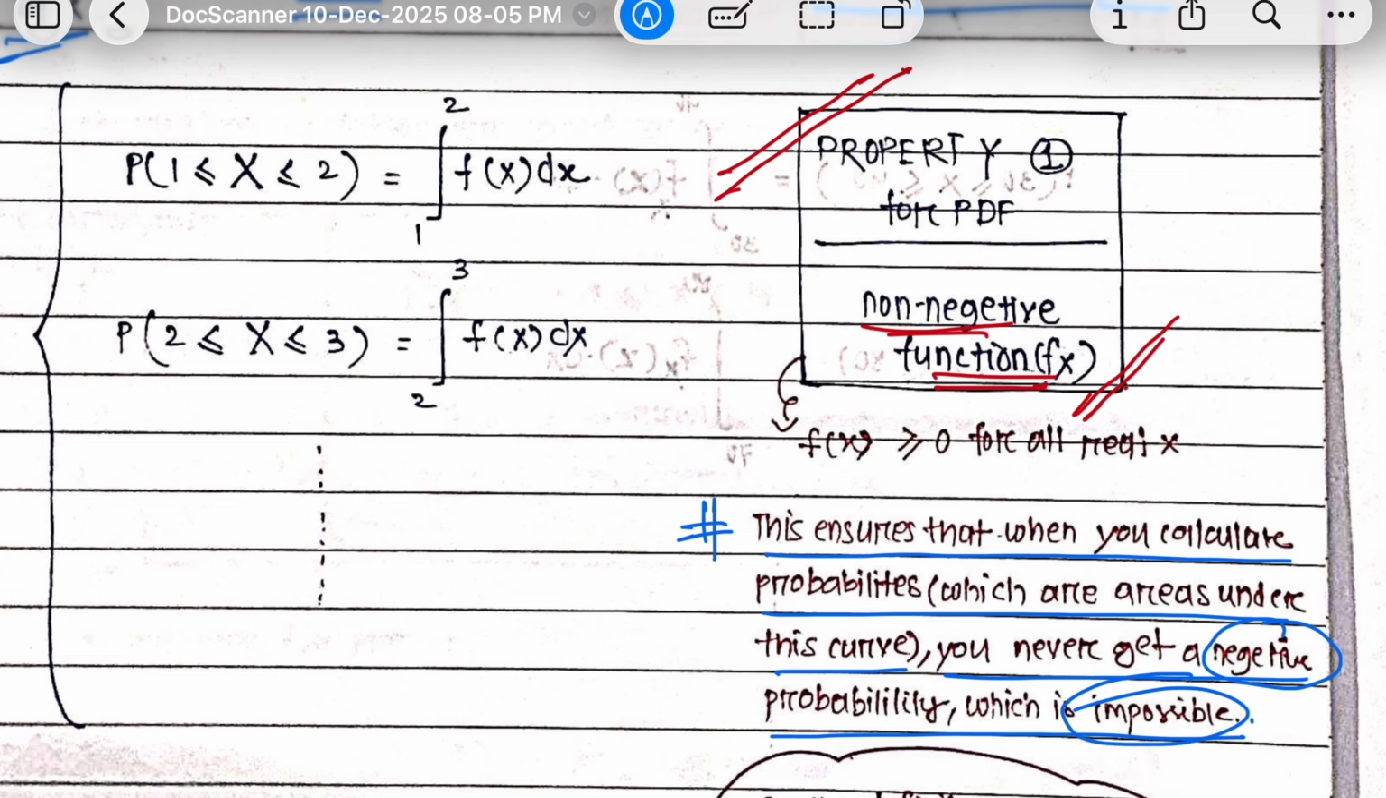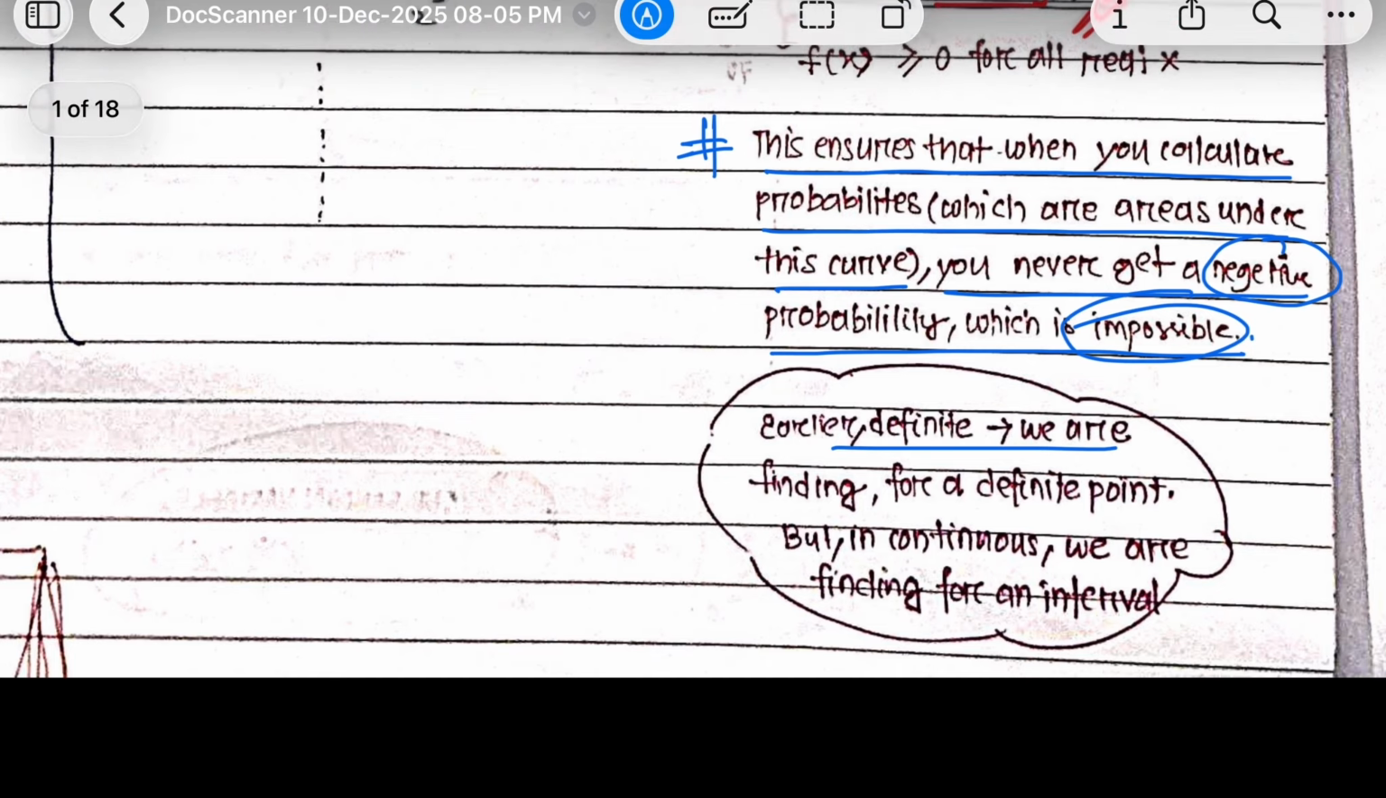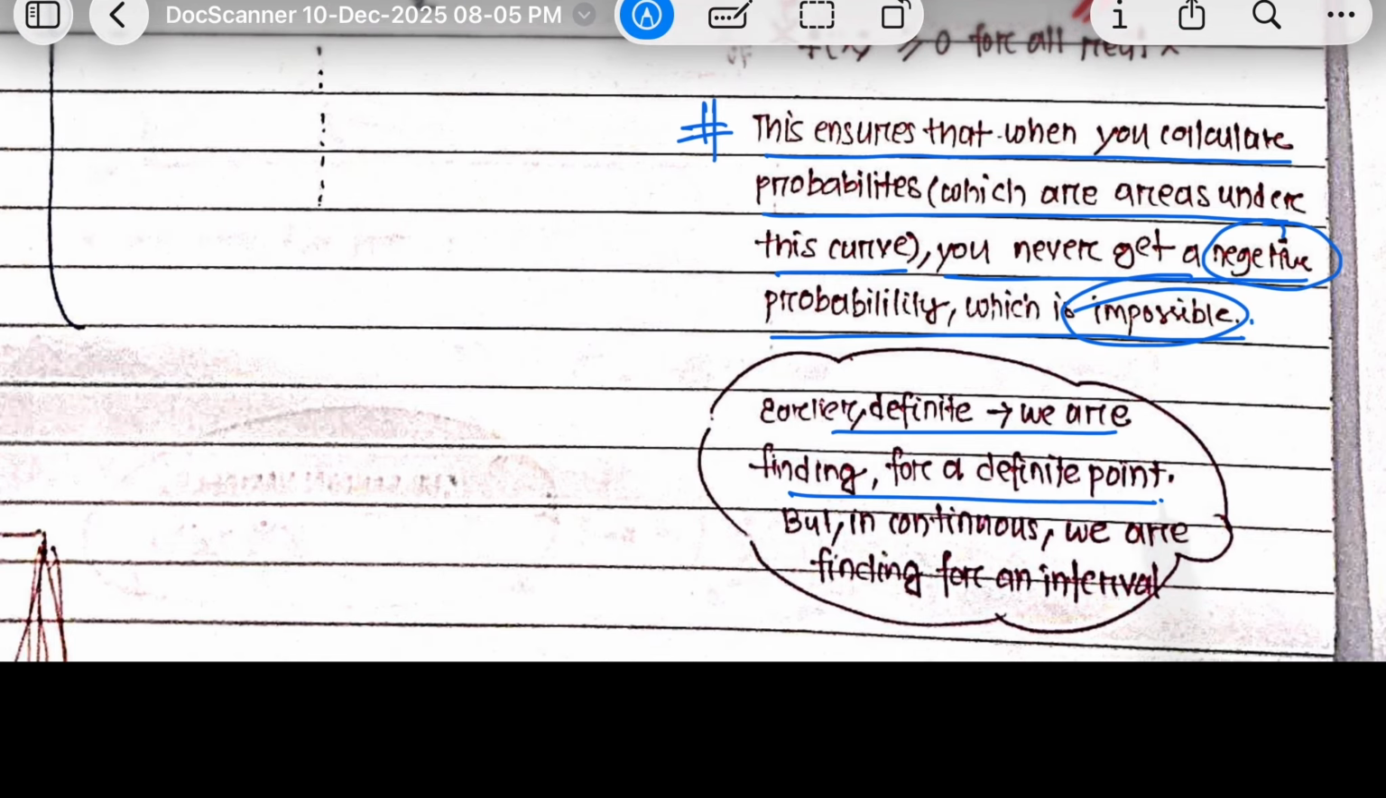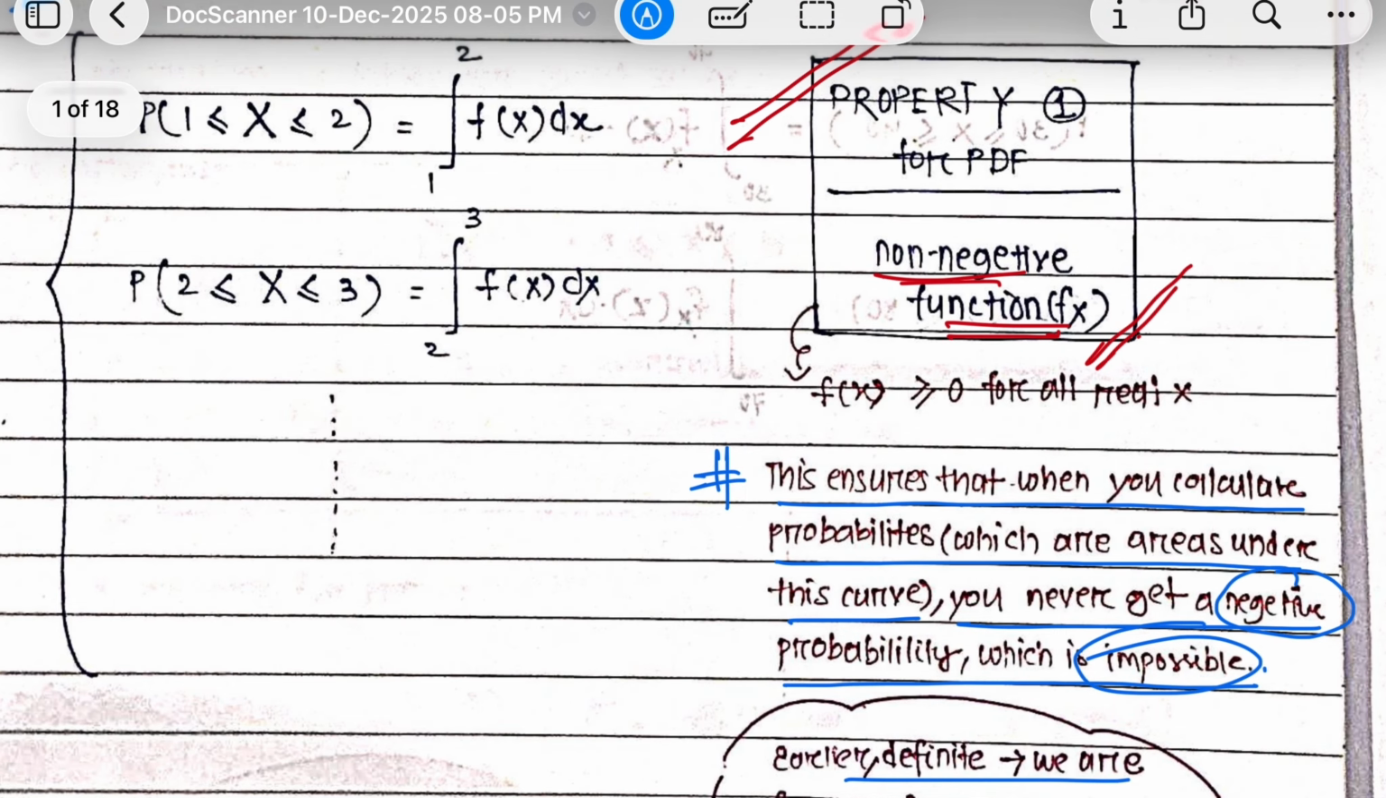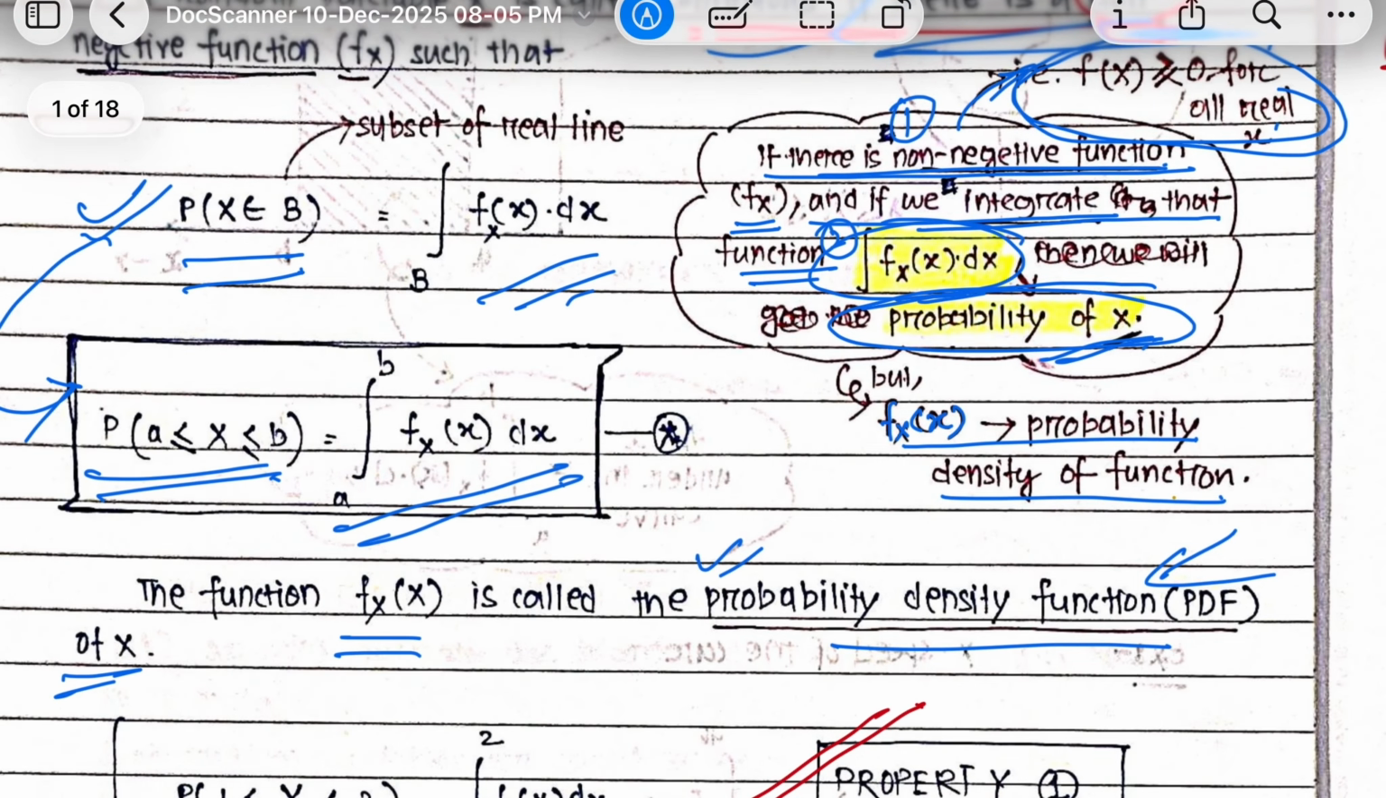Okay. Earlier, we were finding the area for a definite point. But if you are required to find the area for the continuous case, that is, for an uncountably infinite situation, we need to integrate from that point, so that it covers all the points for that function, f of x dx.